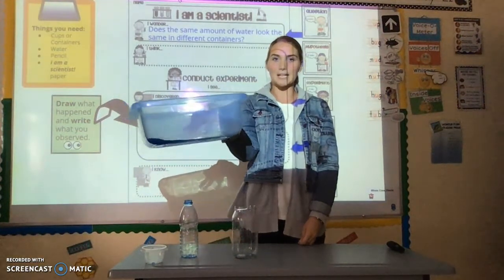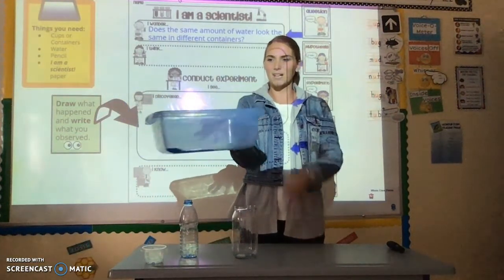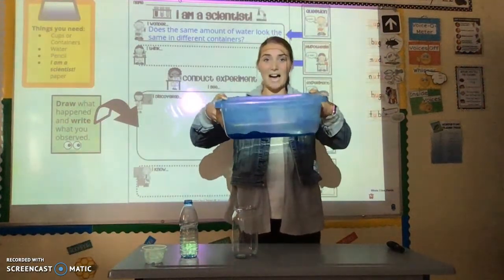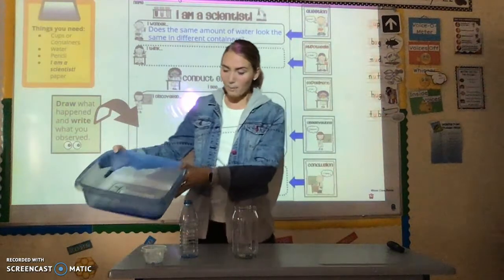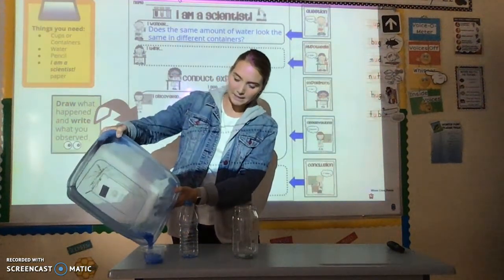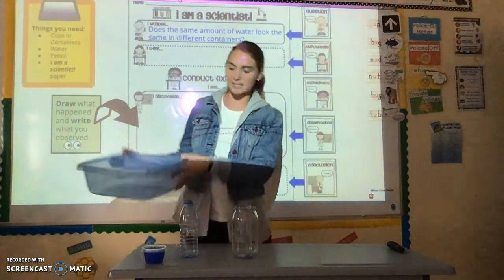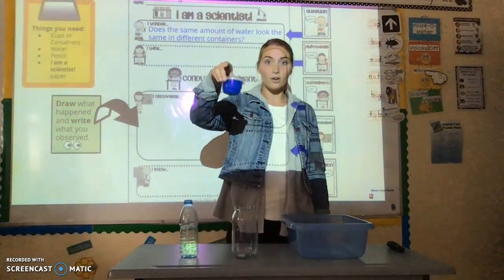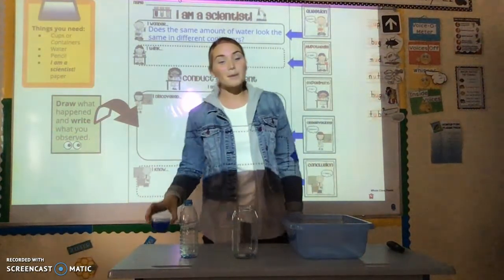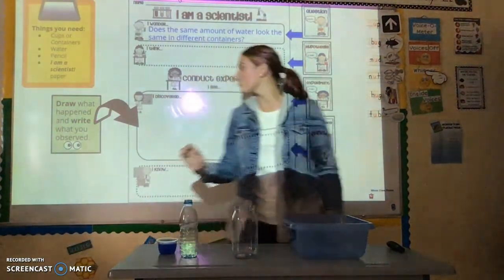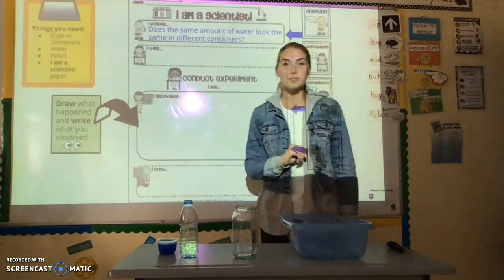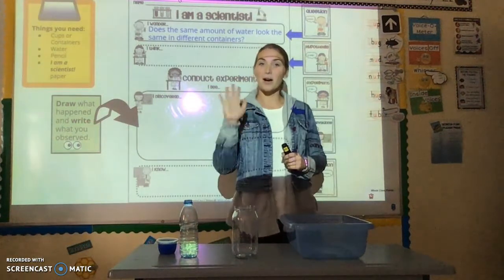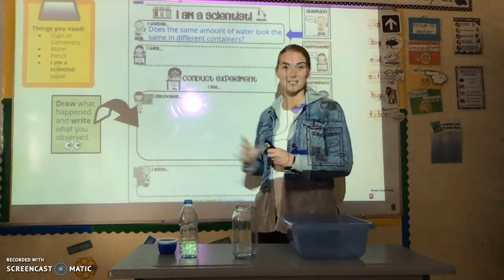What does the water look like in the bottom of this container? I see that it looks flat. It looks flat in the bottom of this container. But if I pour it into another container, I can see that this container looks full. So draw me a picture, boys and girls, and then write what you observed. What did you see? Pause the video and complete this section.